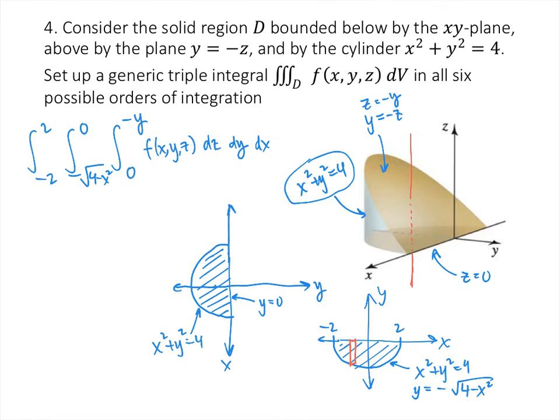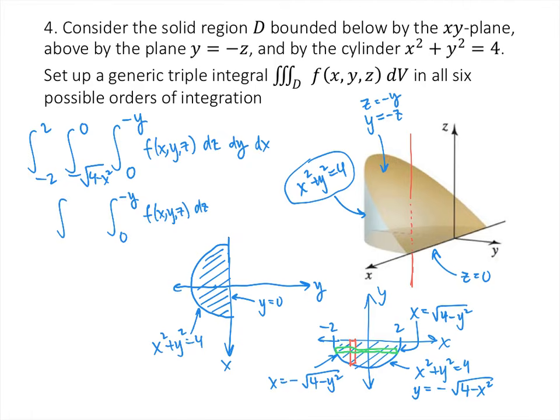Now, if I want to set it up in the order dz, dx, dy, a lot of that process is still the same. So I would still have my innermost integral be from 0 to negative y of my f of x, y, z, dz. And then all I would do is slice this region horizontally rather than vertically. When I slice it horizontally, the top and bottom, quote unquote, of that slice are both on this circle x squared plus y squared equals 4. So I solve for x, and I get x equals positive the square root of 4 minus y squared. And on the negative side, I get x equals negative the square root of 4 minus y squared.